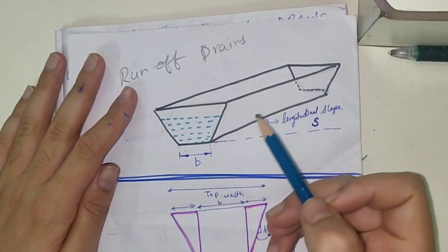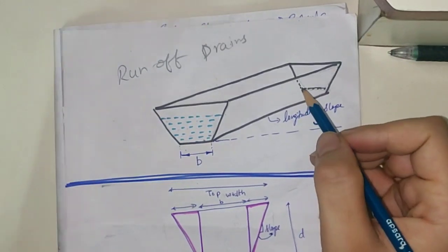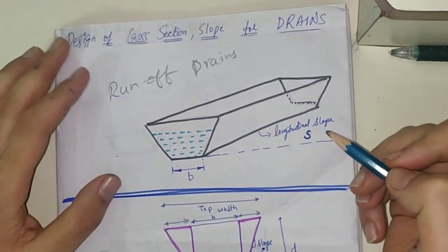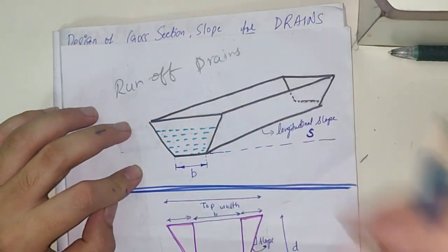For that we need how much water is coming. So for that first we study the rainfall runoff data, but luckily for you in the exam they won't ask you how to find out the rainfall data. Already they would have given you the rainfall data. You just have to design the depth.